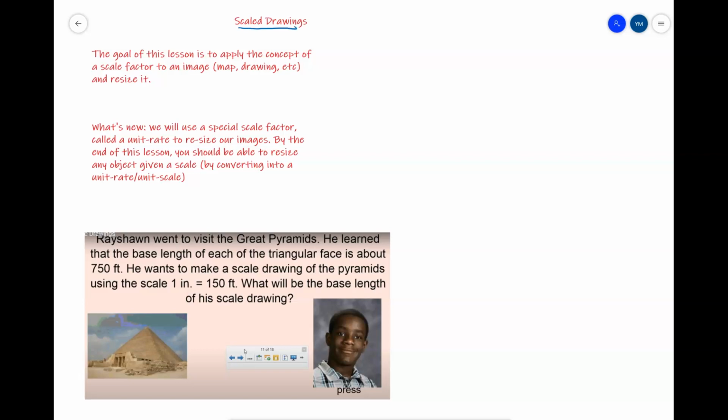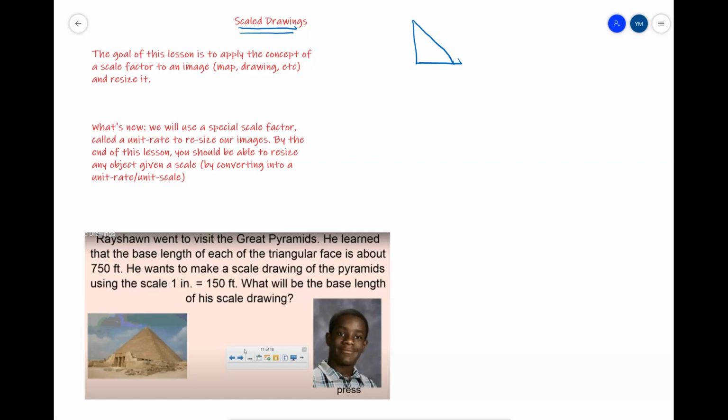In today's lesson, we're going to explore this idea of a scale drawing. Scale drawings are in the same vein as understanding scale copies, right? We're still dealing with scale factors, something that makes an object smaller or larger.